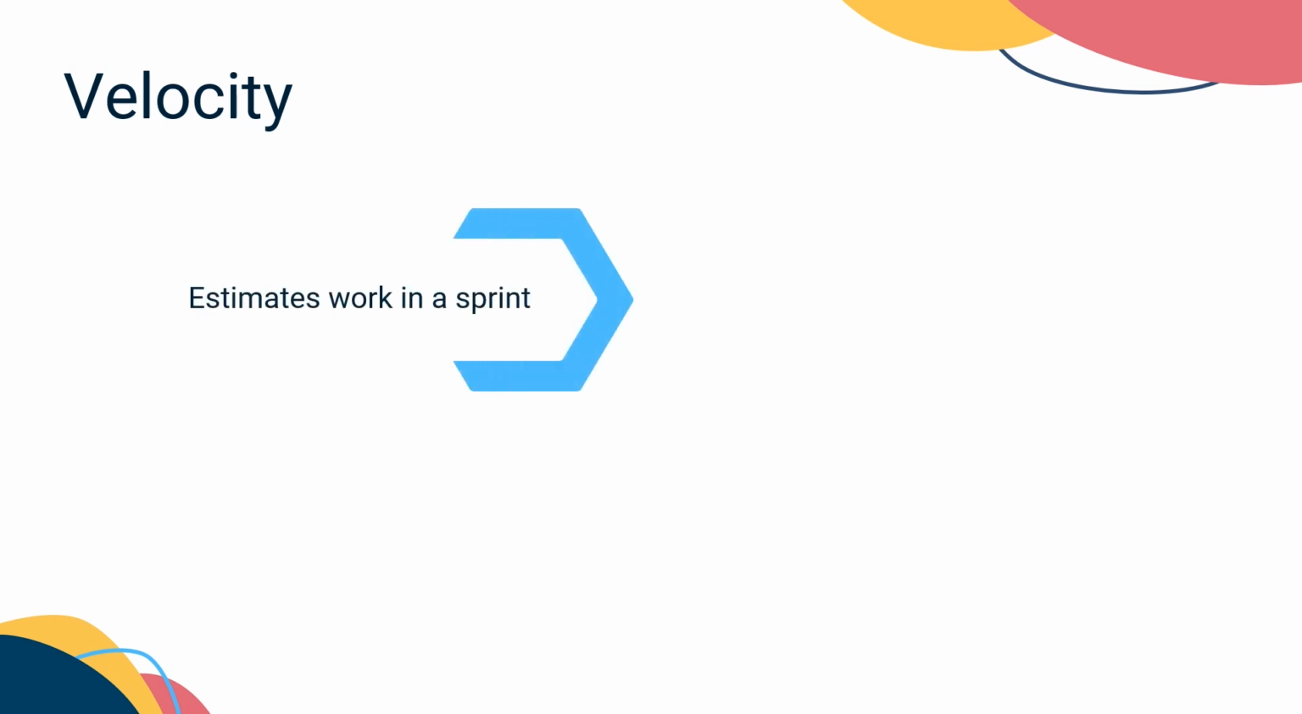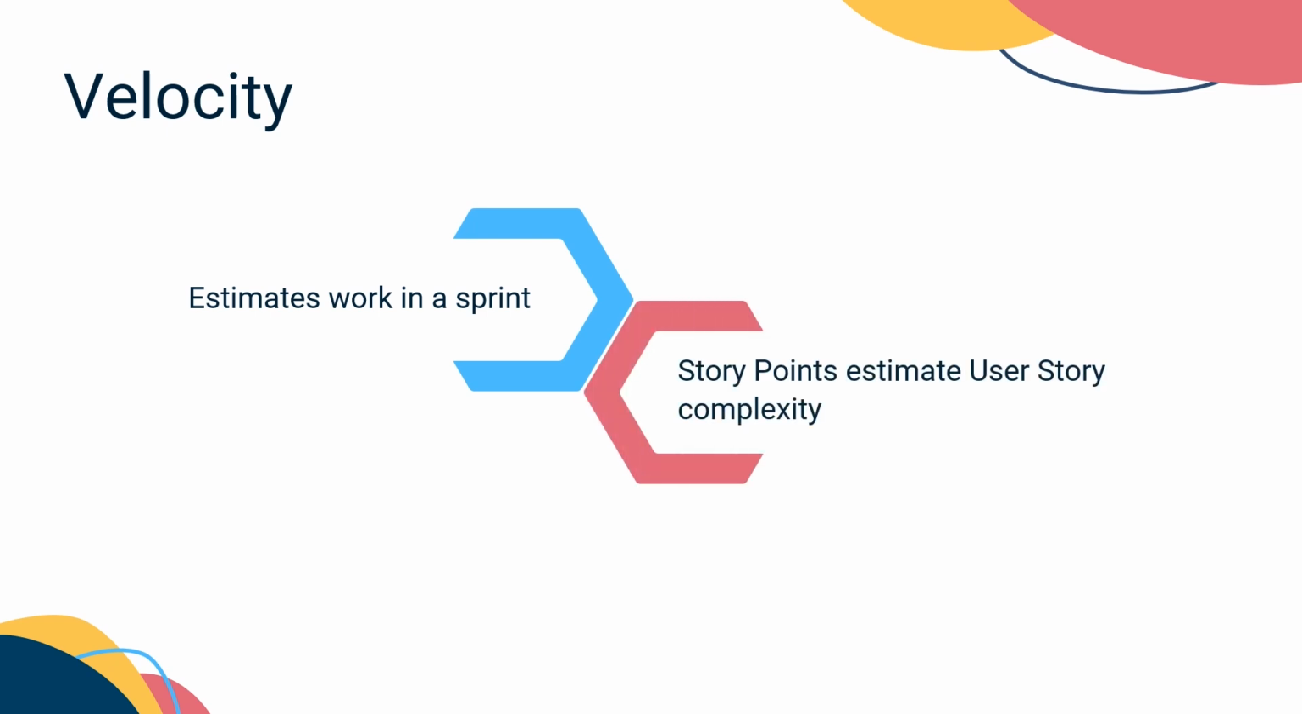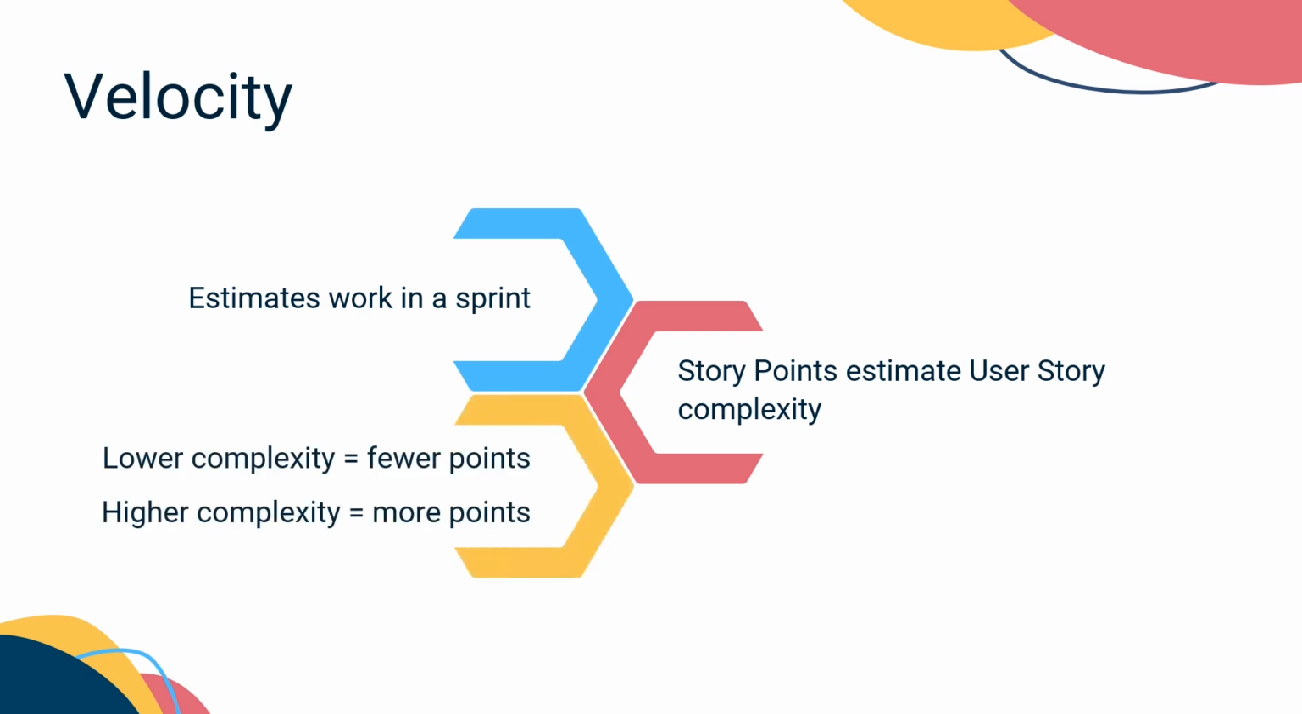Velocity estimates the team's work capacity for a given sprint. You identify the velocity by estimating the complexity of implementing a user story with a metric called story points. You assign your user story points based on their complexity. You will give lower complexity stories fewer story points than more complex ones.